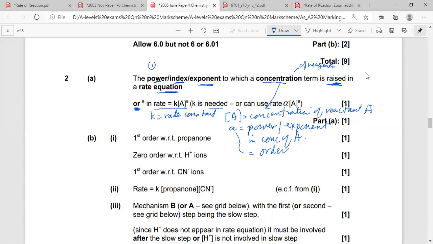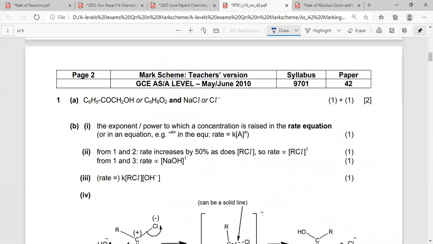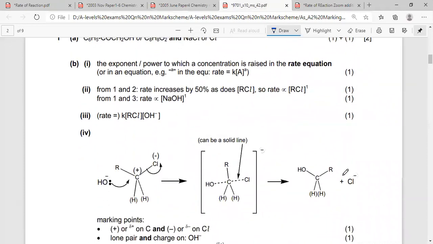So here, remember the 3 points: power, concentration of reagents, in the rate equation. 3 points for one mark. Not easy to get a mark, so you must remember. Now here, same thing. This is the final year, 2010, so 10 years ago. It's the power, exponent, or indices to which a concentration of reactants is raised in the rate equation. You can also say in the equation. So two ways you can explain yourself. I can see here they have this thing here.